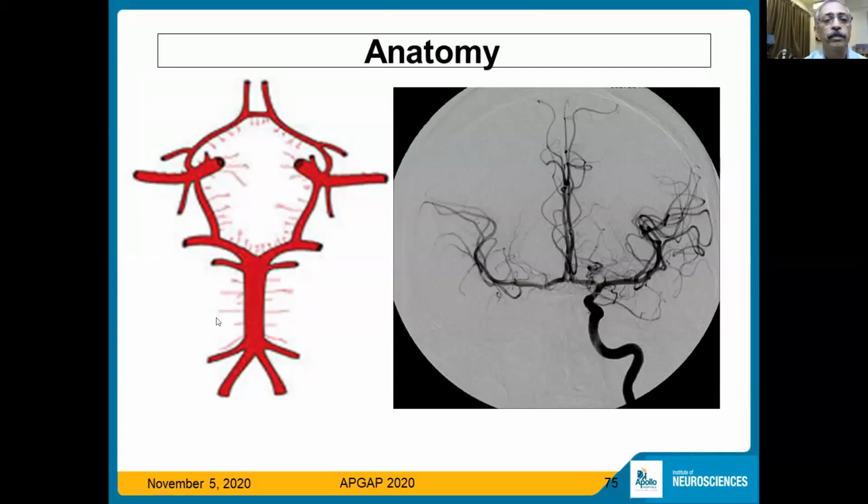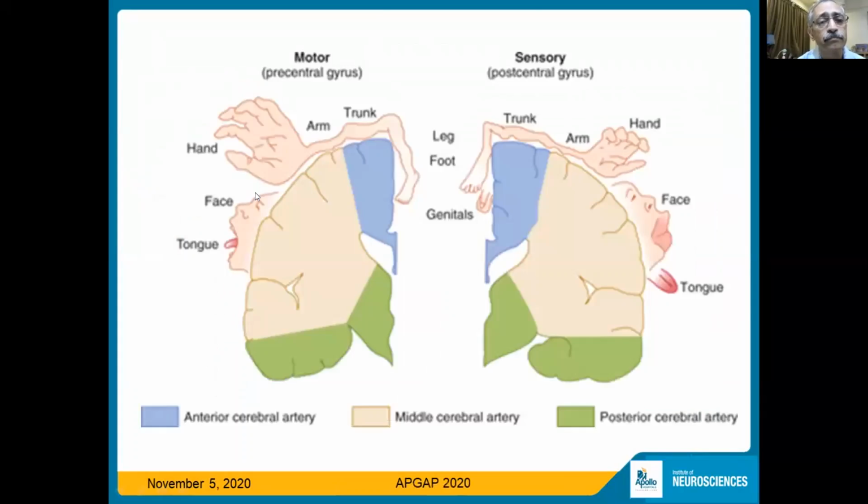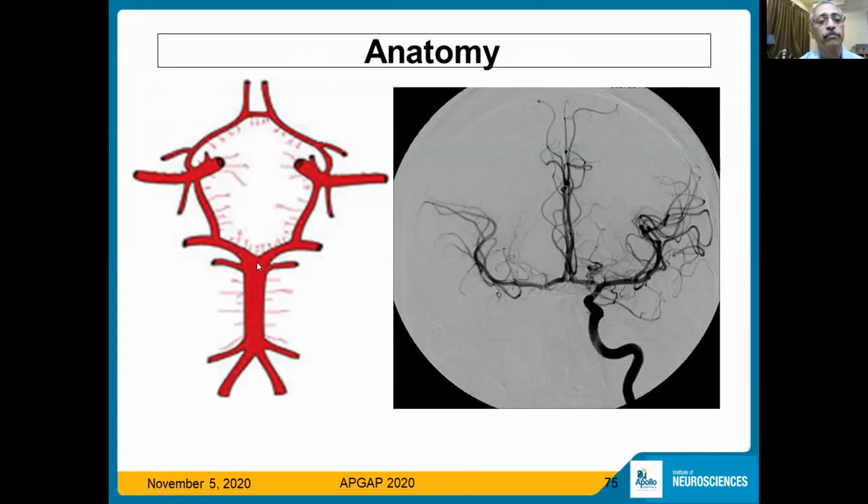So I was just talking about the anatomy of cerebral circulation. These are the internal carotid arteries, which bifurcate into the MCA, the middle cerebral artery, and the anterior cerebral artery on either side. There's a communication between the two cerebral hemispheres by the anterior communicating artery. From the posterior circulation, we have the basilar artery, which bifurcates into the posterior cerebral arteries. And there's communication between the anterior and posterior circulation through the posterior communicating artery between the ICA and the PCA.